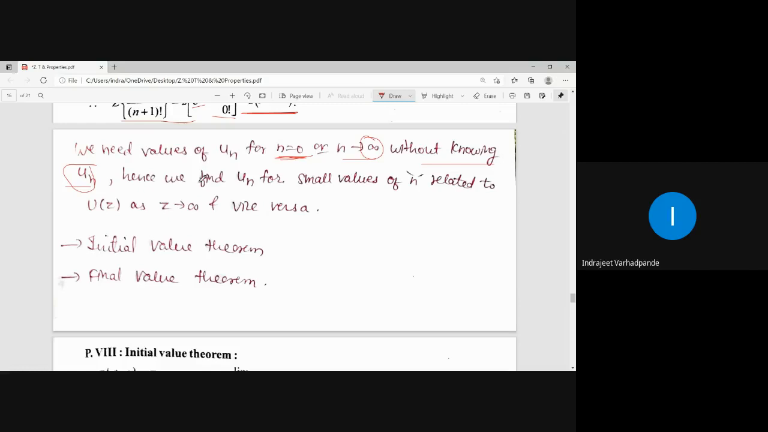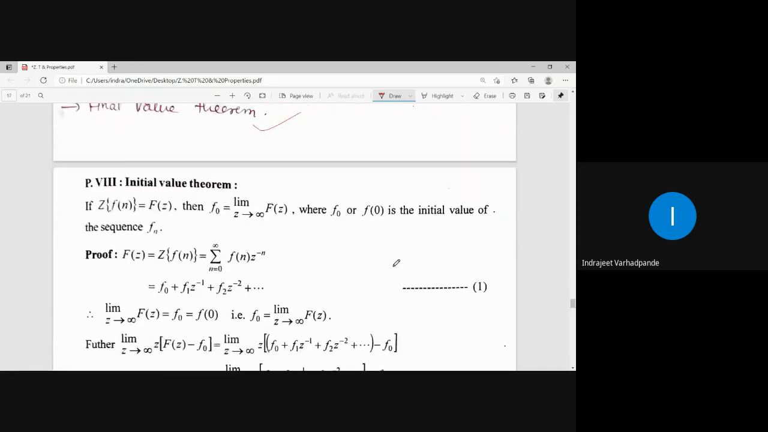So the value of un for n equal to 0 or n tends to infinity without knowing un. Hence we find un for small values of n related to U of z. The first theorem will be called the initial value theorem and the second theorem will be called the final value theorem.